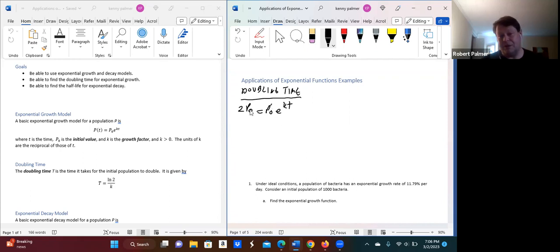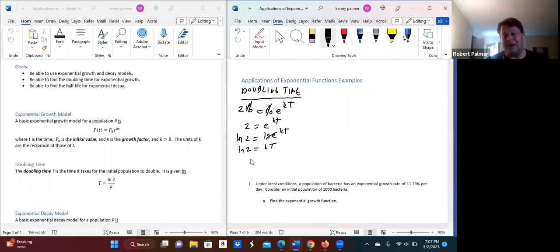Of course, as you can see, the P0s cancel out. We're left with 2 equals e to the kt. Now take the natural log of both sides, since that's the inverse of e. Since these are inverses, they cancel out, and we're left with ln of 2 equals kt. Let me go back and change something. Specifically, T was the time it takes to double, so let's put that as capital T here and here. Now we have natural log of 2 equals k times T.